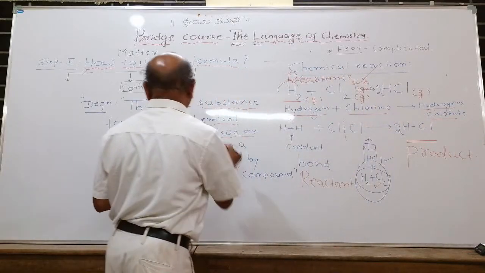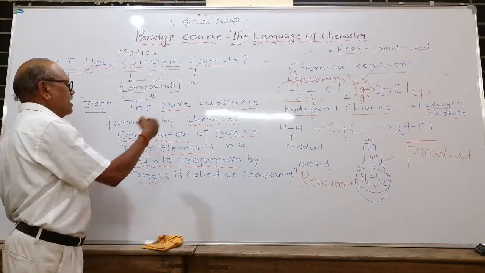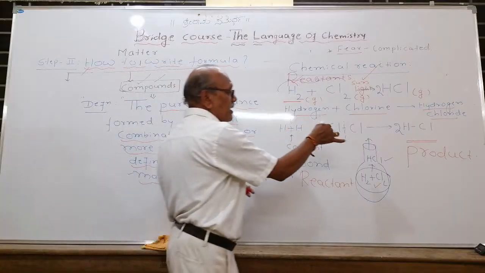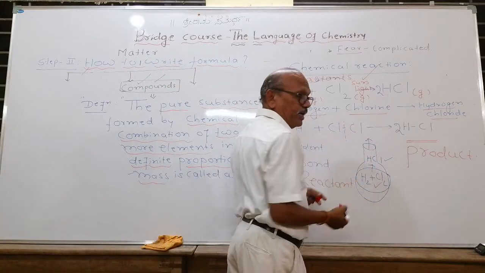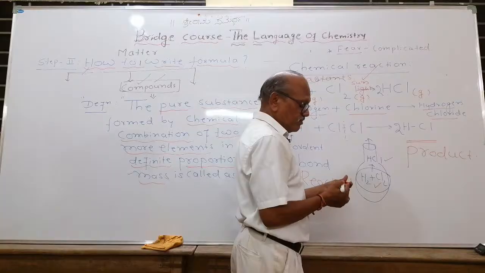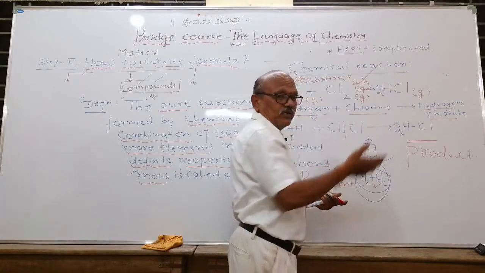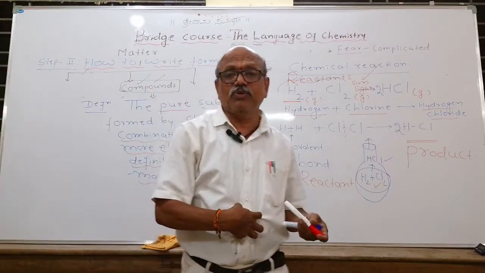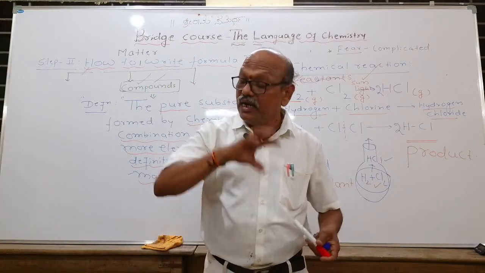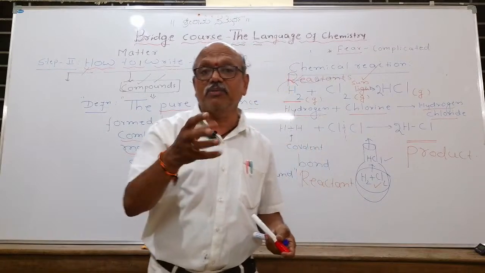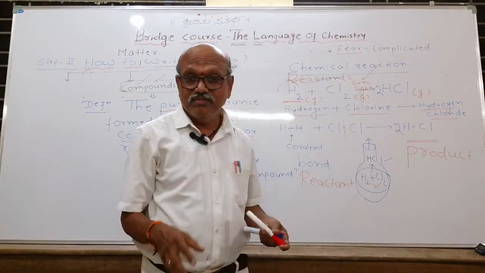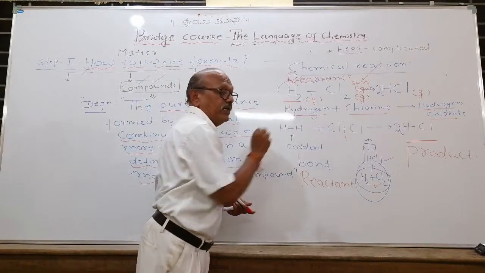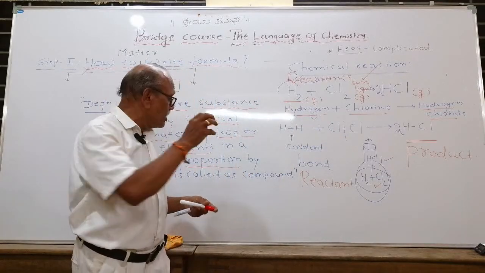What is the difference between a chemical reaction and a chemical equation? A chemical reaction means the reaction is taking place either in the laboratory, in a test tube, in a flask, or in nature. Photosynthesis taking place in nature is a chemical reaction. The digestion process taking place in our stomach is a chemical reaction. A chemical reaction may take place in nature or artificially in the laboratory.